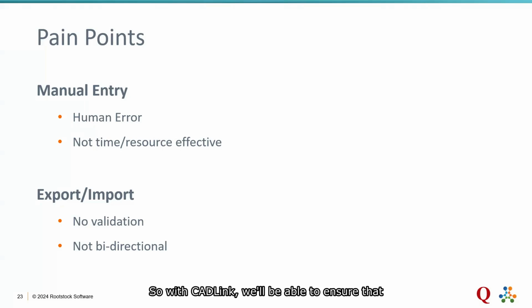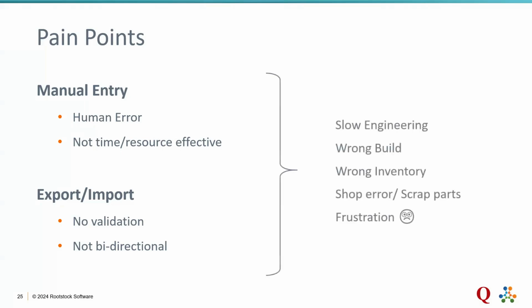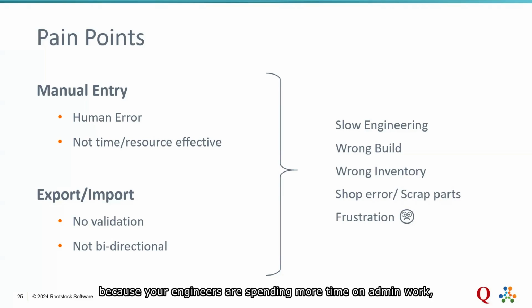So with CADLink, we'll be able to ensure that the data is in sync in both locations and also just increase overall data accuracy. So what does this mean overall, these few pain points for your company? It means number one, there's slow engineering because your engineers are spending more time on admin work and data massaging than actual design work and project work.